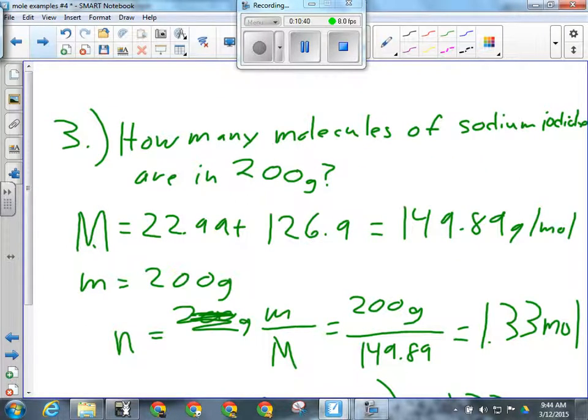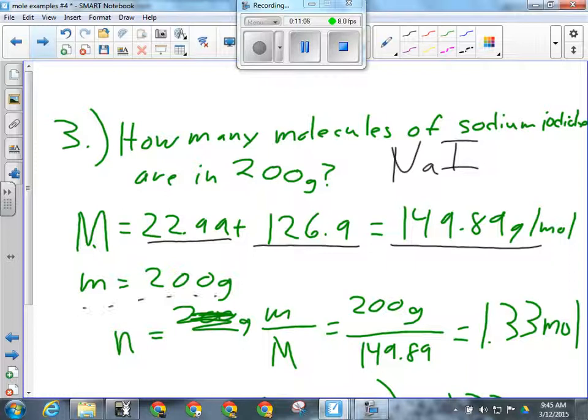All right, so how many molecules of sodium iodide are there in 200 grams? Again, we're told it's sodium iodide. That's an easy one. If you forgot to swap and drop, you would still get this one right because they're 1-to-1. All right, so we got our 22.99 for sodium, our 126.9 for iodine, which gives us a total molar mass of 149.89 grams per mole. Our mass given to us in the question was 200 grams.